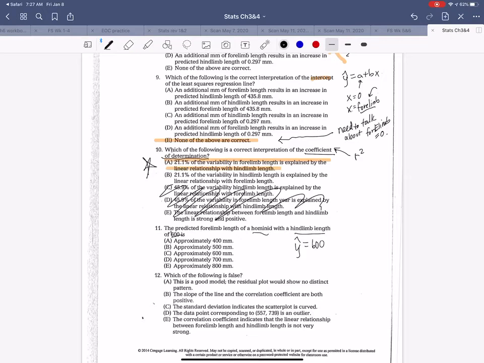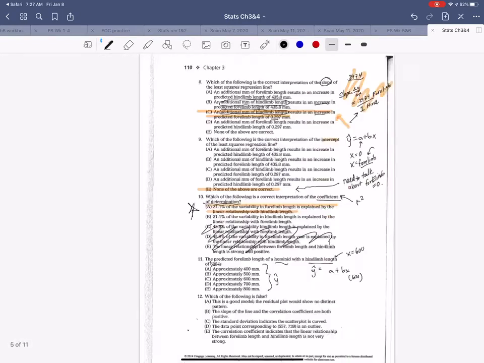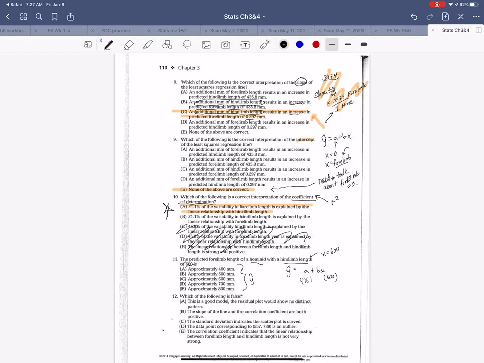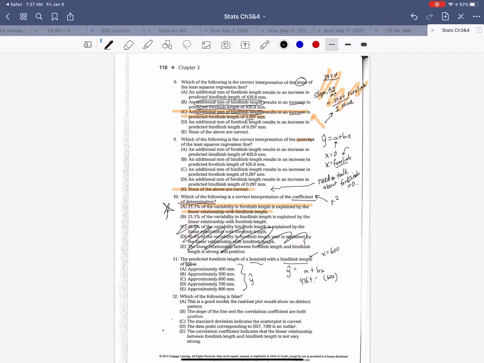Oh, no. It's saying these are the y hats, which is the predicted forelimb when you have a hind limb. So they're saying when x is 600. So we're going to plug in 600 to our formula, right? And we were given the formula 436, you know, right here, 0.297.